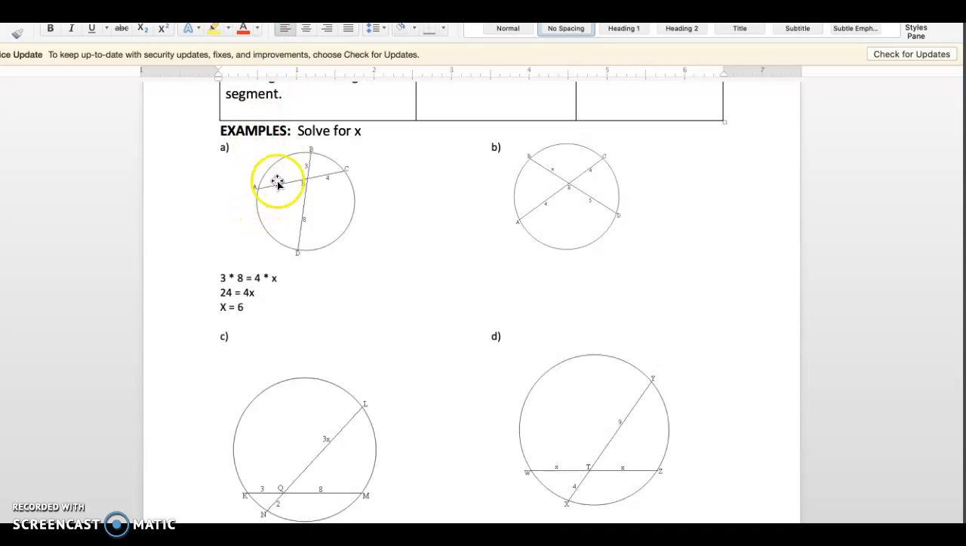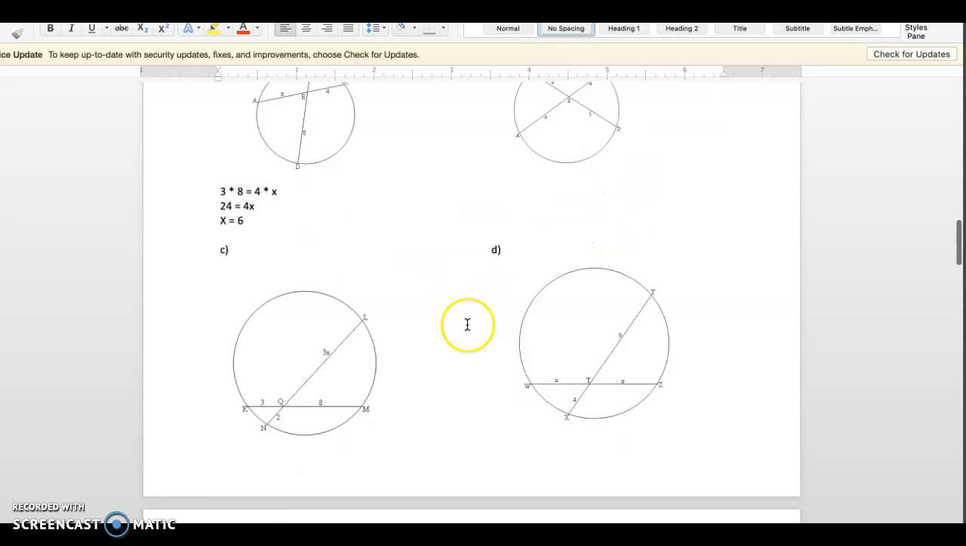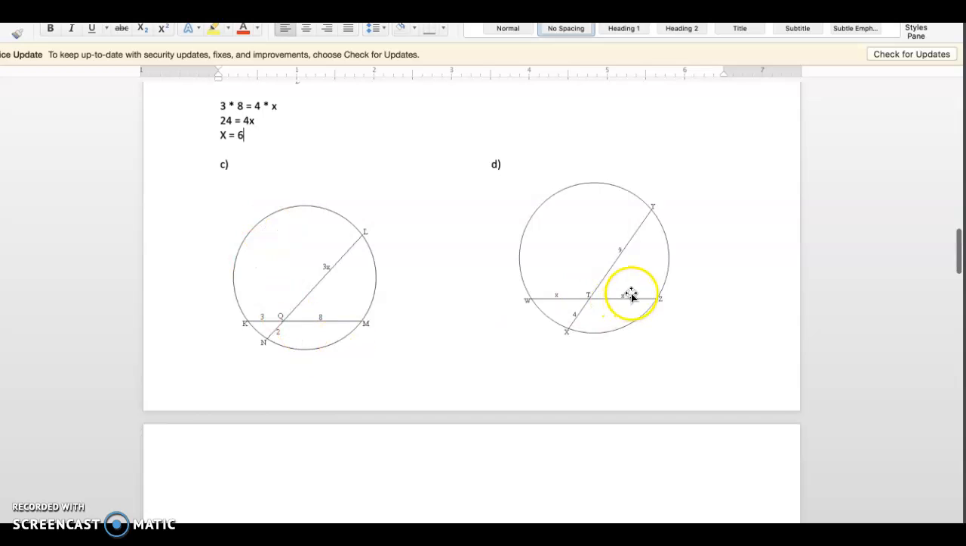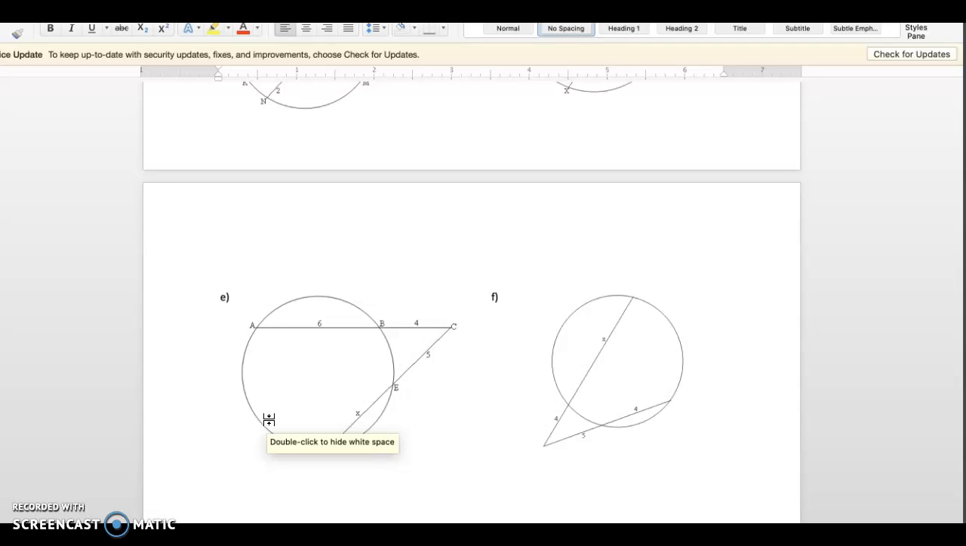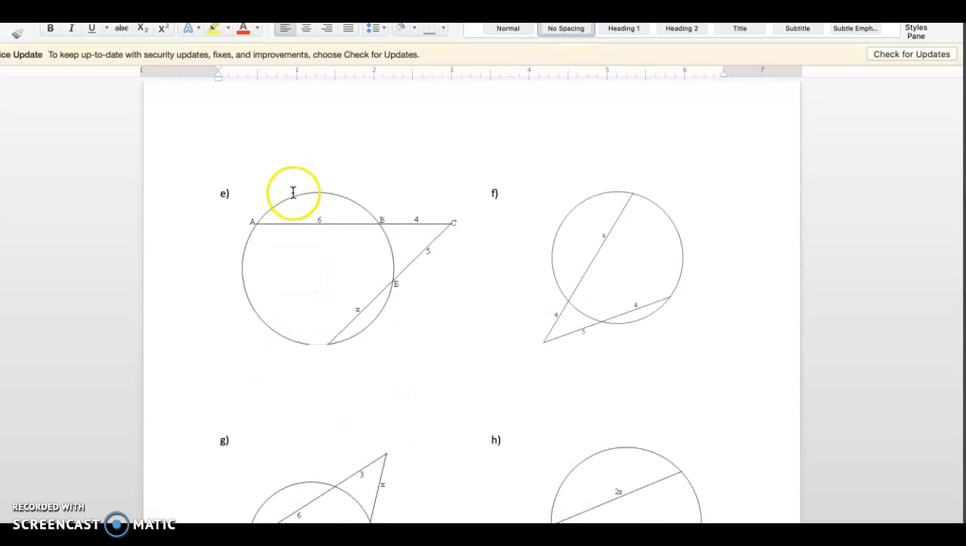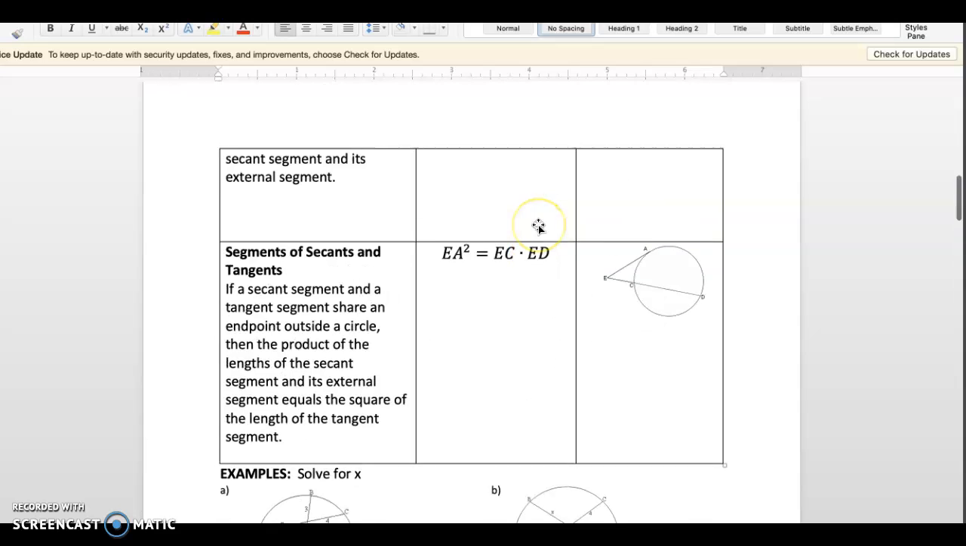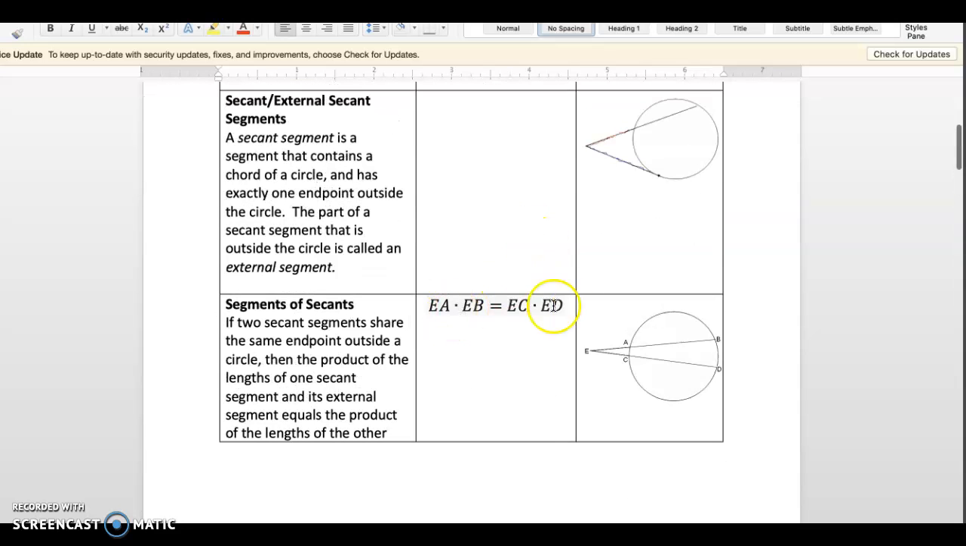So you're just setting up these two different sections of each chord as equal through multiplication. In part B, you would do the same thing, as well as C, and as well as D. I'm hoping that you can use the textbook or that one example to help you. For part E, we would be using this math section up here. So we're using a portion of that segment and the whole line, a portion, the whole line.